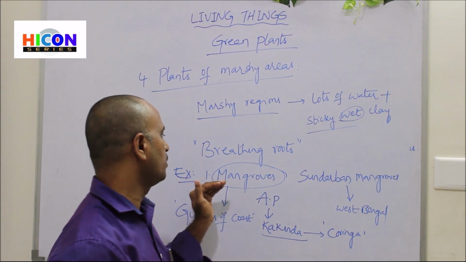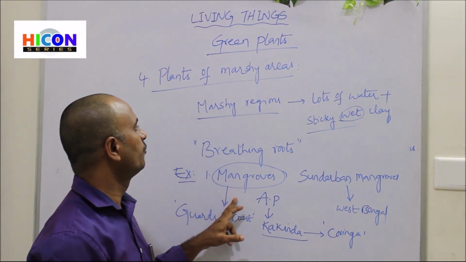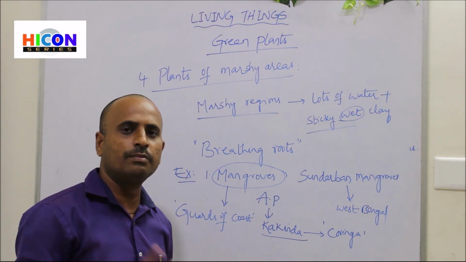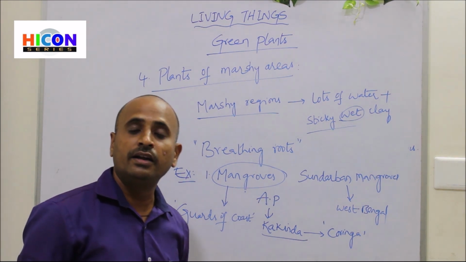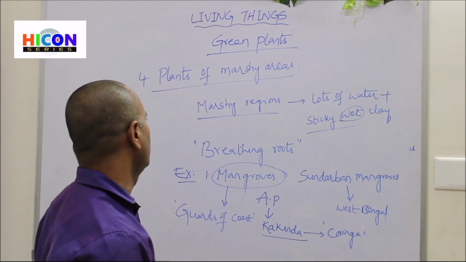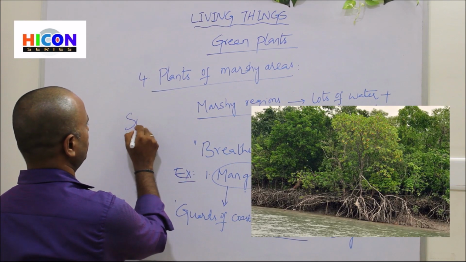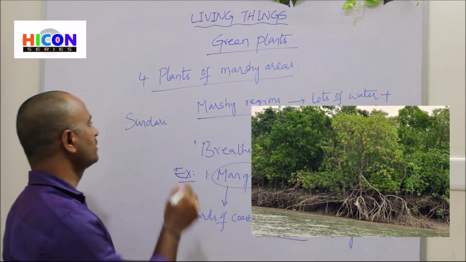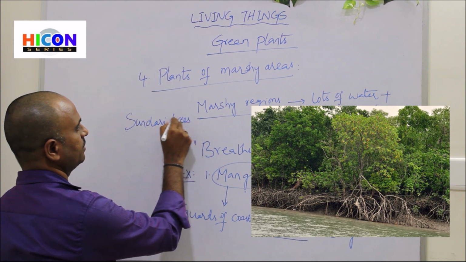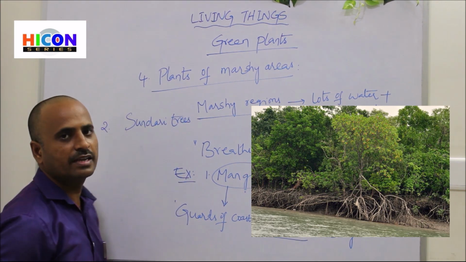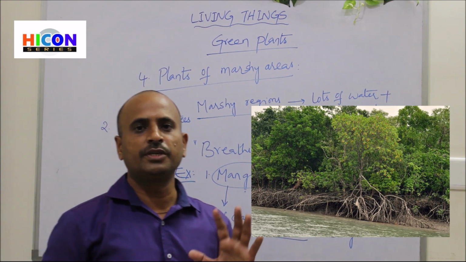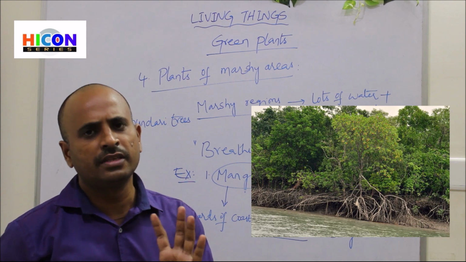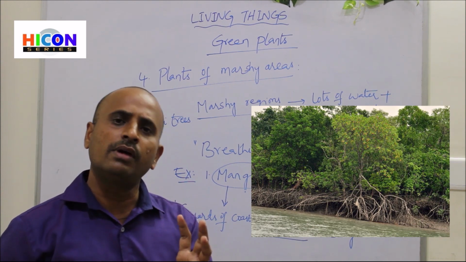So this is about mangroves, an example of plants which grow in marshy areas. Another example is sundari trees. This is also one type of mangrove tree. This is the second example. Look at the picture. In the picture you are observing sundari trees, which also look like mangrove trees.